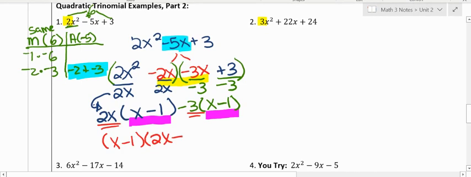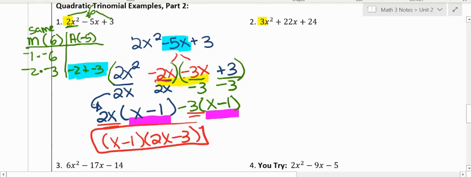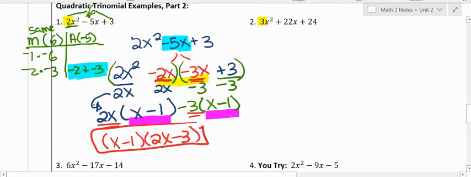Now, if you wrote your factors the other way around, so let's say instead of negative 2x minus 3x, you wrote negative 3x and negative 2x, you would still get the same answer. When you're finished, you might have the 2x minus 3 as your first parenthesis, but it's the same thing. And that would be it.